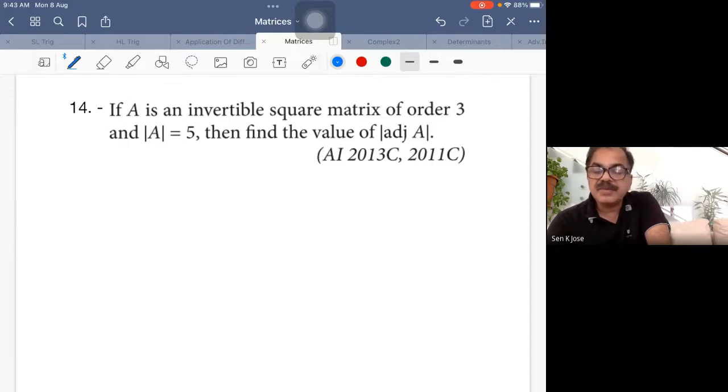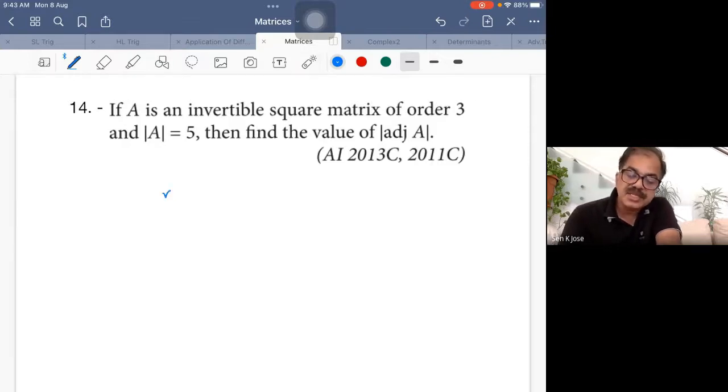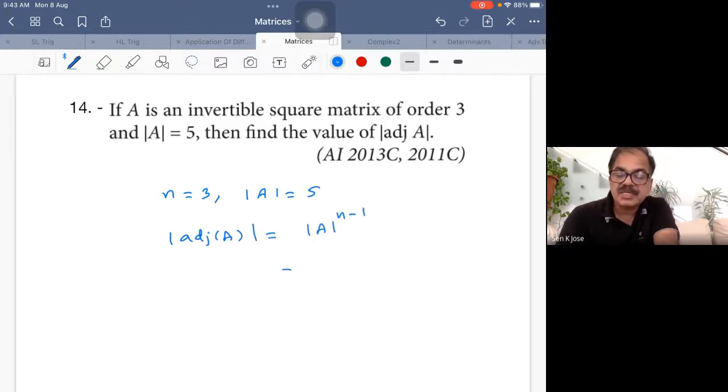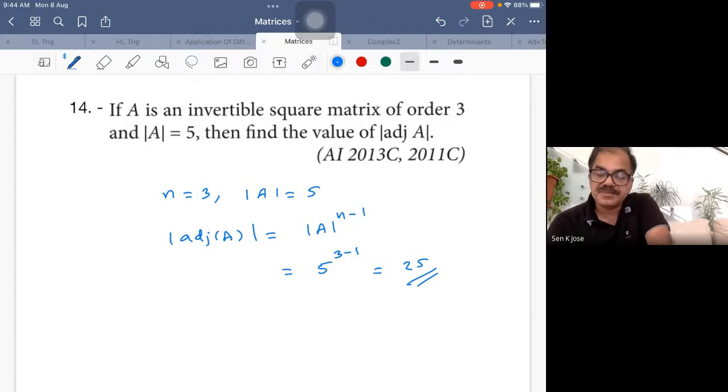A is an invertible matrix of order 3, so n is equal to 3. Determinant A is equal to 5. Find the value of determinant of adjoint of A. Formula: determinant A raised to n minus 1. 5 raised to 3 minus 1, 5 raised to 2, 25.